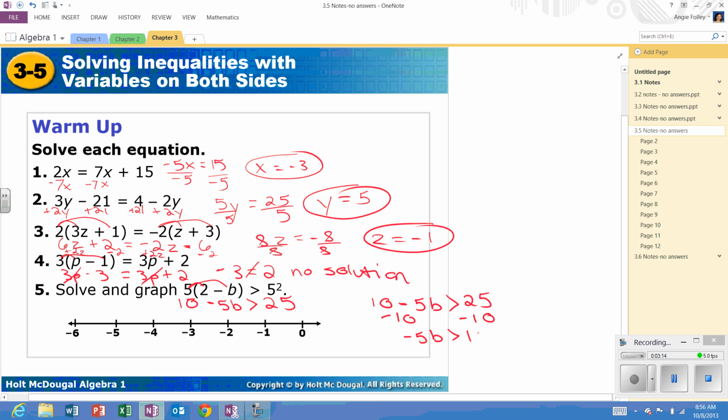Okay, so negative 5b is greater than 15. Now divide both sides by negative 5. And b is, what are we going to do? Well, we're going to flip the sign since we divided by a negative number. So b is less than negative 3. So over here on the number line, I'm going to do an open circle. And if b is less than negative 3, it's everything to the left. Okay?